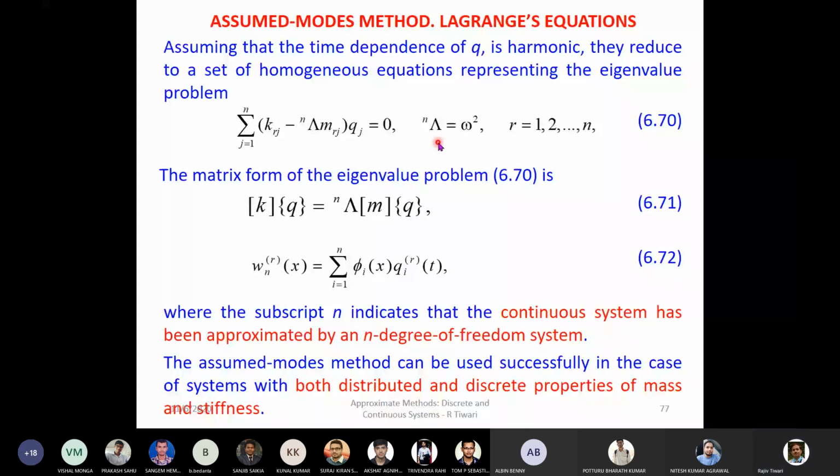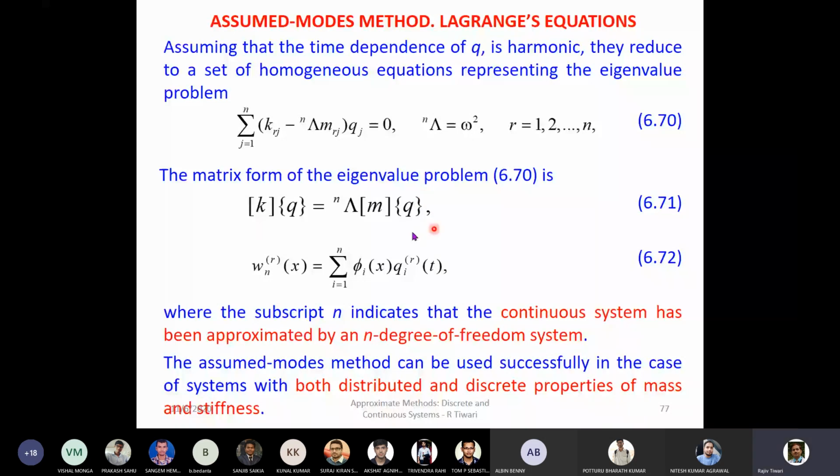Inverted V we are using because here we are seeking the solution which is approximate. Actually, it is a continuous system. We discretize it, so in the discretization, we get the approximation. That's why instead of lambda, we are writing just inverted V, to distinguish that this eigenvalue problem is approximate in nature. And these expressions can be written in the matrix form. Earlier also we wrote the matrix form, the eigenvalue problem for the discrete system.